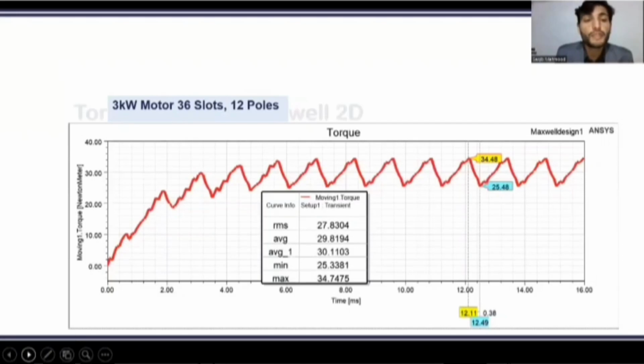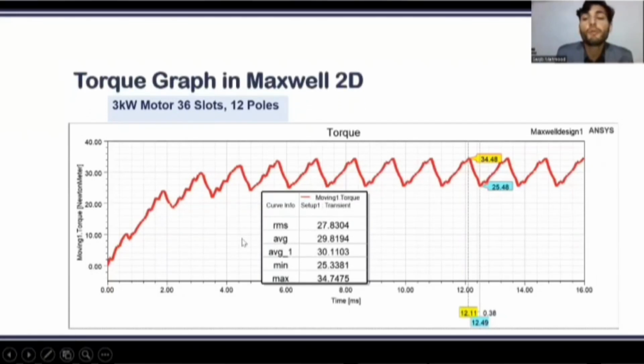So this is the moving torque of the 36 slot 12 pole motor, in which the maximum value is 34 Newton meter and the minimum is 25 Newton meter. And this transition occurs every 0.38 millisecond after the steady state. The average value is 29 Newton meter. When we calculated the torque ripple, it was 29%, which was the minimum of all the models. And considering this value with many other values, we went for the hardware design.